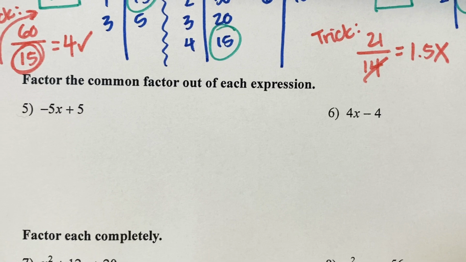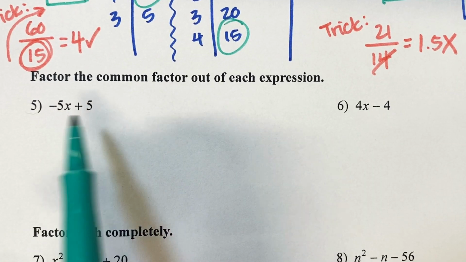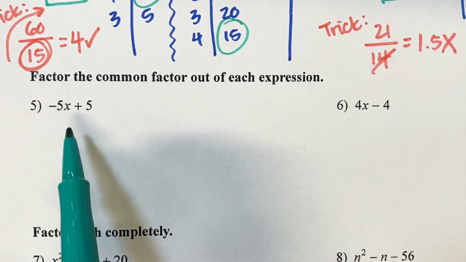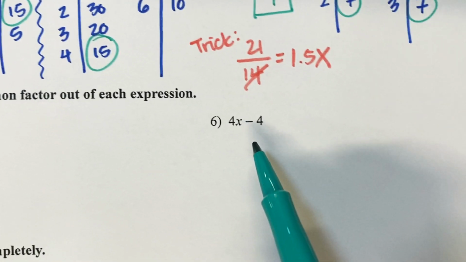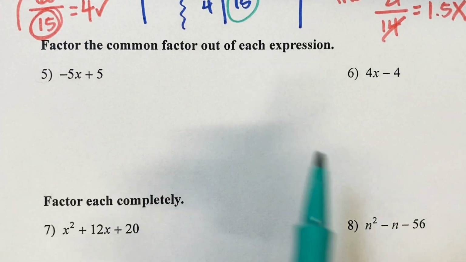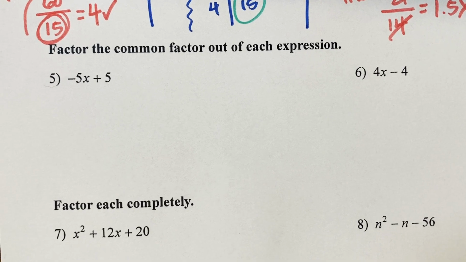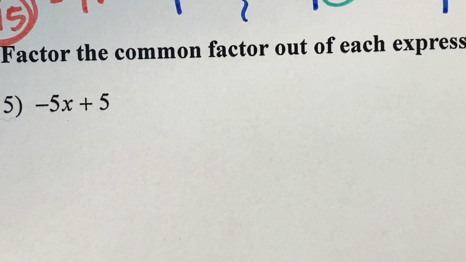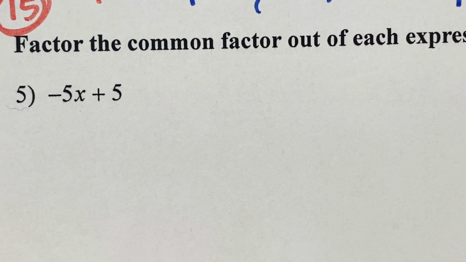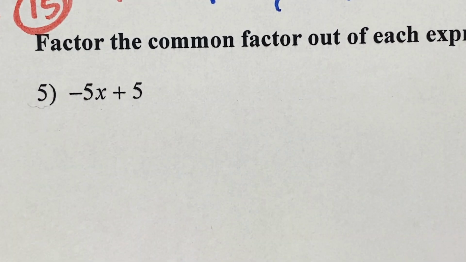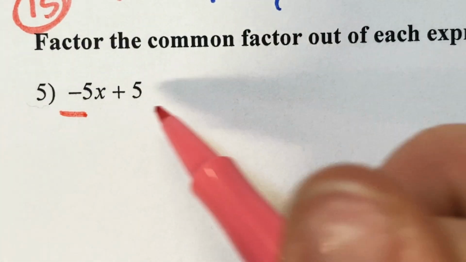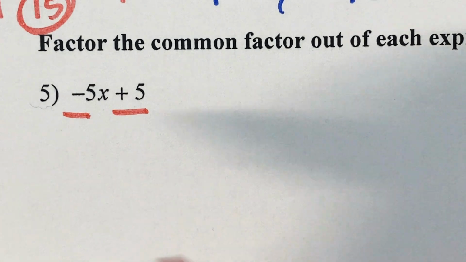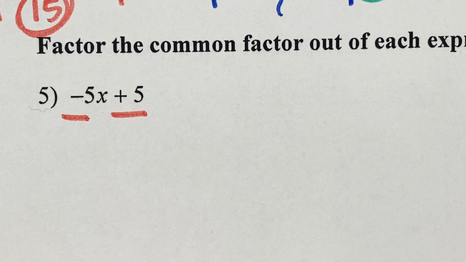We're basically doing the same things here, except the only difference is there's an addition or maybe a subtraction sign in the middle of these two numbers, these two pairs. Well, let's look at number 5. It's asking us to factor the common factor out of each expression. So what do they have in common? Let's look at -5 and +5. What do they have in common? What do they share? -5 and +5.